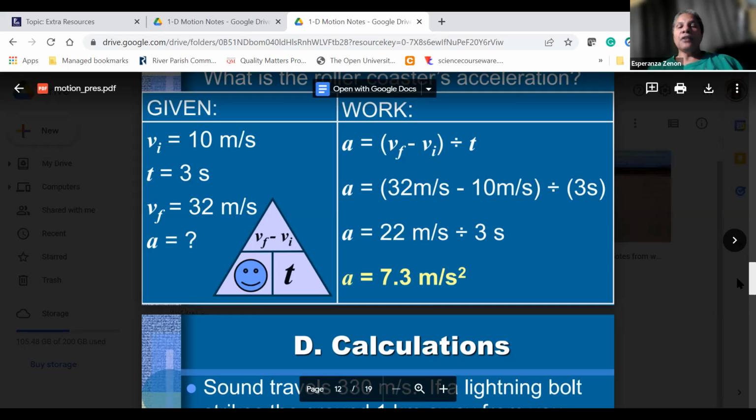So VF is 32 meters per second, VI is 10 meters per second, and the time is 3 seconds. So you subtract, you get 22 meters per second, and you're dividing by 3 seconds. It gives you 7.3 meters per second squared. So this roller coaster is speeding up, and its acceleration is 7.3 meters per second squared.